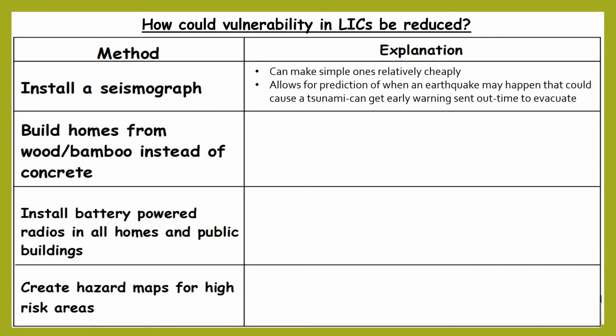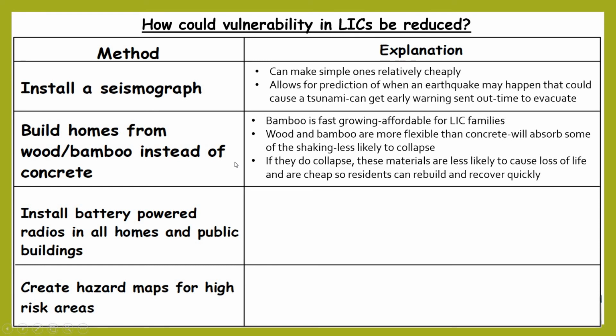Wood and bamboo are far more flexible. They are natural materials, so it's environmentally sustainable. Bamboo is one of the fastest growing materials in the natural world, so it's very cheap and accessible in LICs, and it's far more flexible, so it will actually help to absorb a little bit of the shaking and be less likely to collapse.